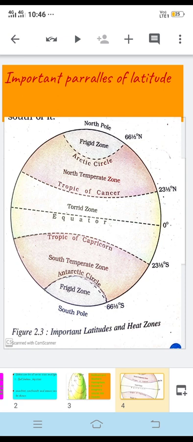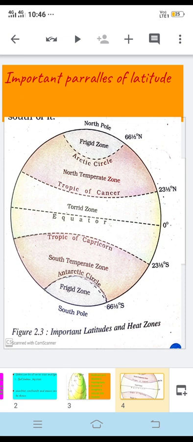Then we have certain zones, what we call the heat zones of the earth. If you see the image, you can see there are some heat zones. The midday sun is exactly overhead at least once a year on all latitudes between the Tropic of Cancer and the Tropic of Capricorn. This area therefore receives the maximum heat and is called the torrid zone.